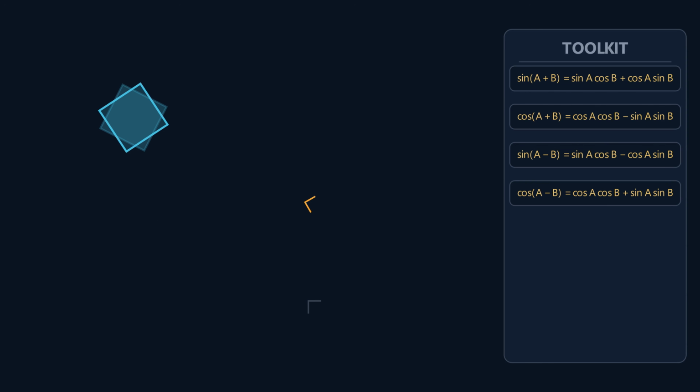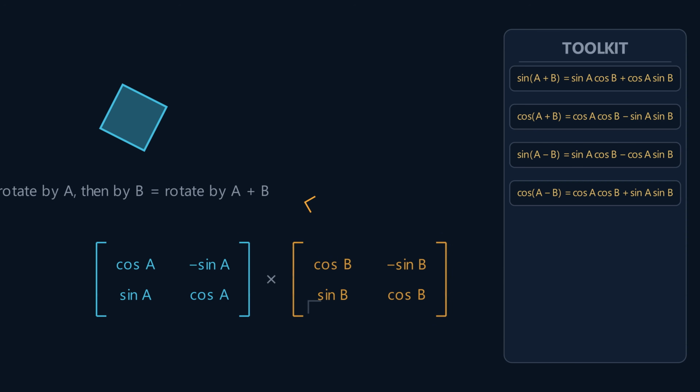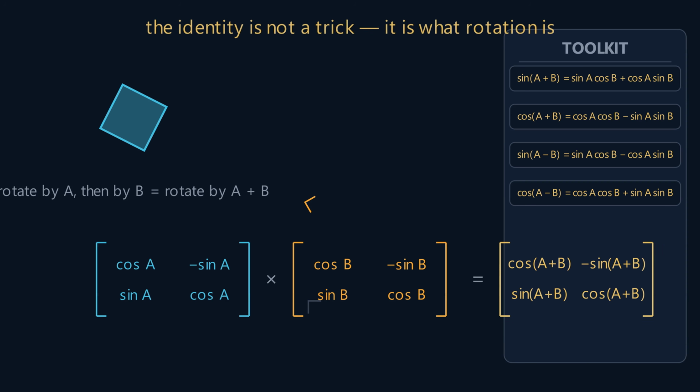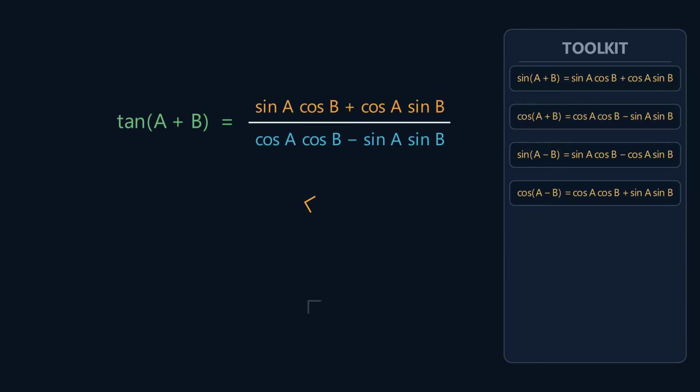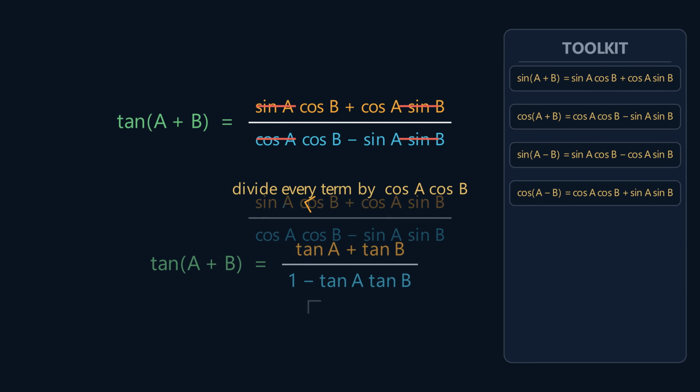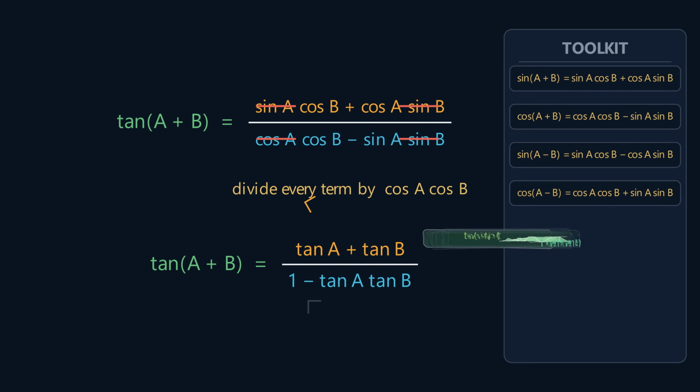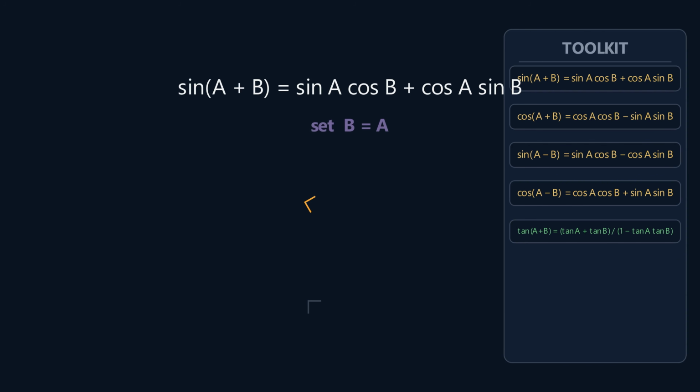Rotating a point by angle A, and then by angle B, is the same as rotating it by A + B in one go. Write those rotations as matrices, multiply them, and the angle addition formulas fall straight out of the arithmetic. The identity is not a trick. It is what rotation is. Tangent has its own version. Tangent A plus tangent B, all divided by 1 minus tangent A times tangent B. It comes straight from dividing the sine formula by the cosine formula, then dividing top and bottom by cosine A cosine B. Now set B equal to A, and something wonderful happens.